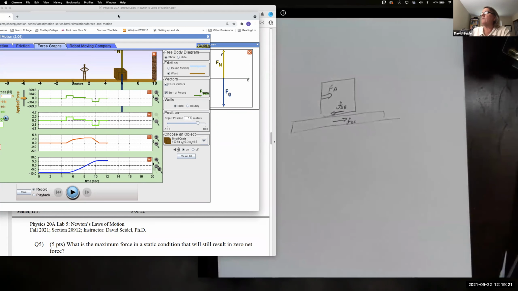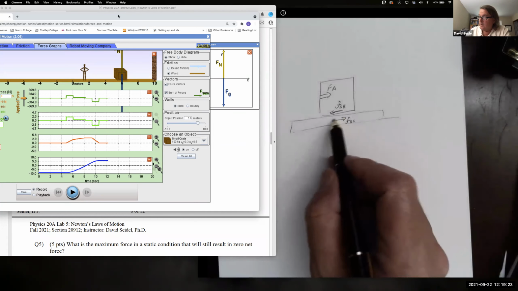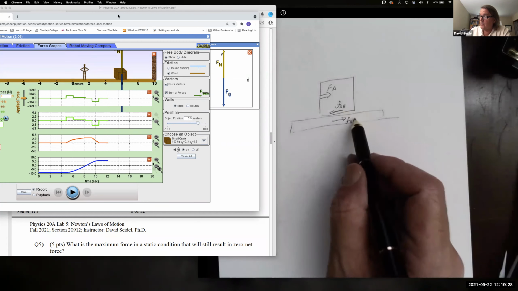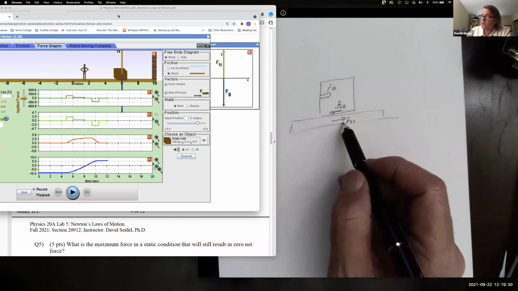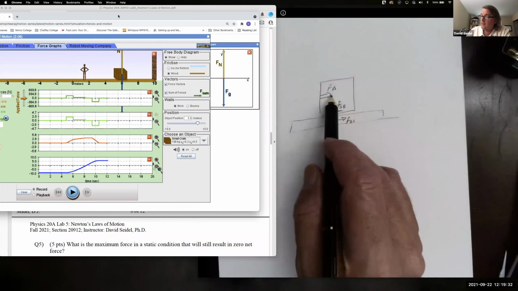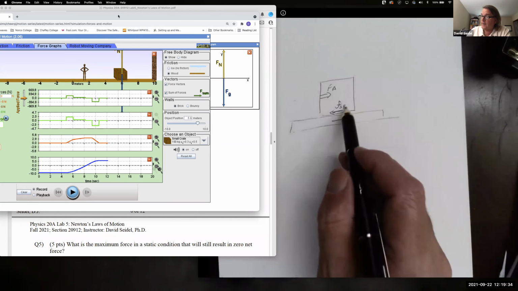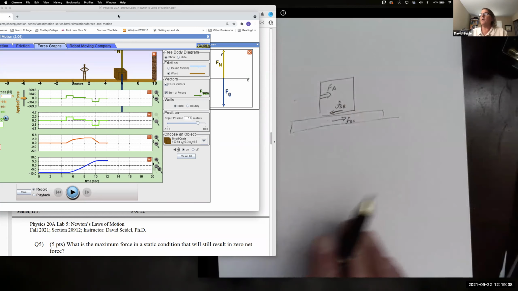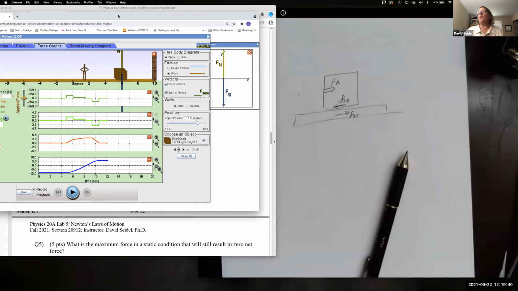So we have two different ways of looking at this. The sidewalk is pushing back on the block at the same level of F applied. This can't be greater than that, or friction would be making the block move.